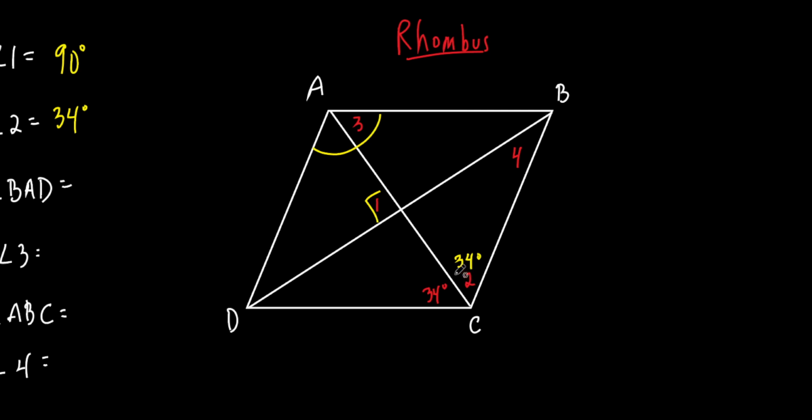How'd you get 68? Add the 34 and the 34. But that's that big angle C right there. I want to find this big yellow one right here. Big angle A. Is it?